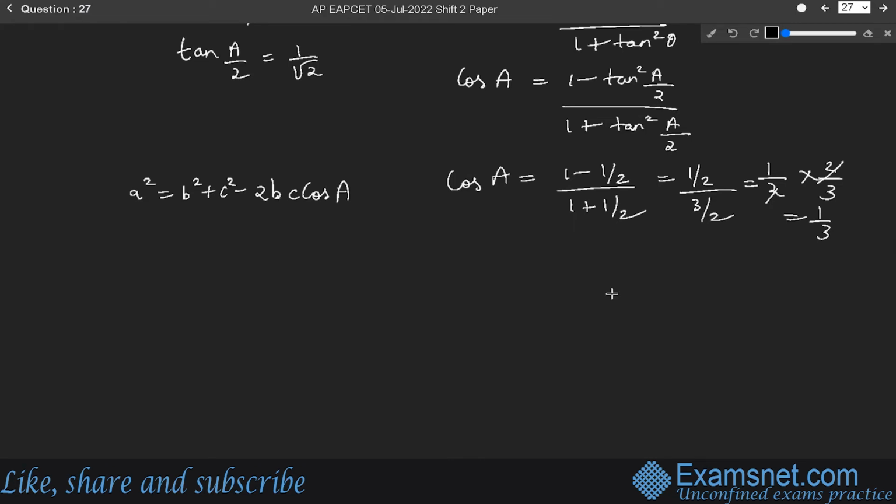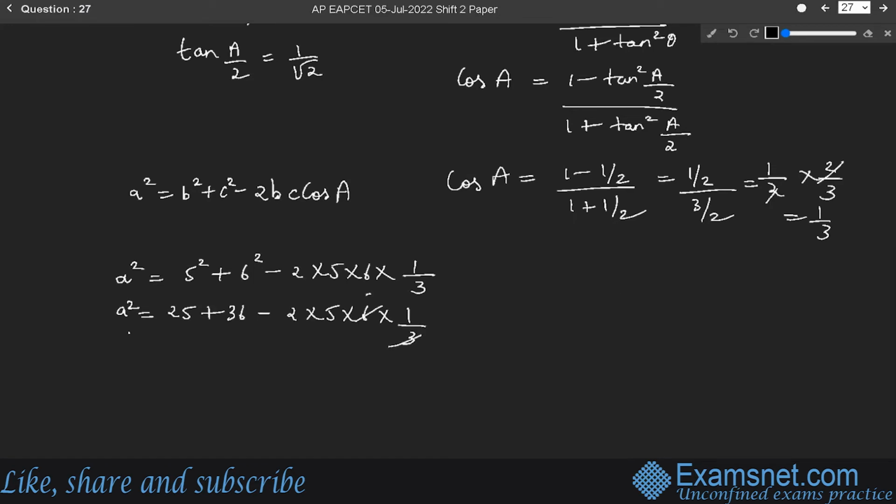And putting the value of b and c here, it becomes a square is equal to b is 5, so it will be 5 square plus c is 6, it will be 6 square minus 2 into 5 into 6 into cos A. Cos A is 1 upon 3. So a square will be equal to 25 plus 36 minus 2 into 5 into 6 into 1 by 3. 3 and 6 will be cancelled.